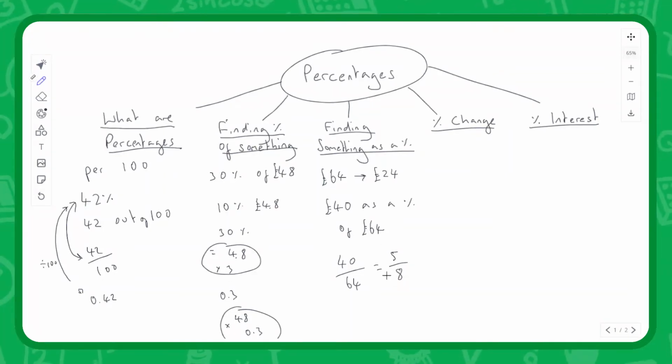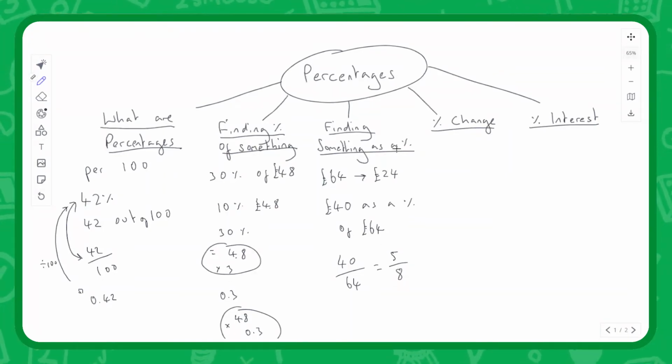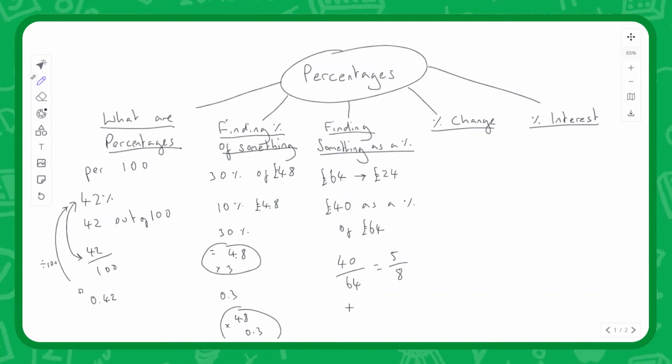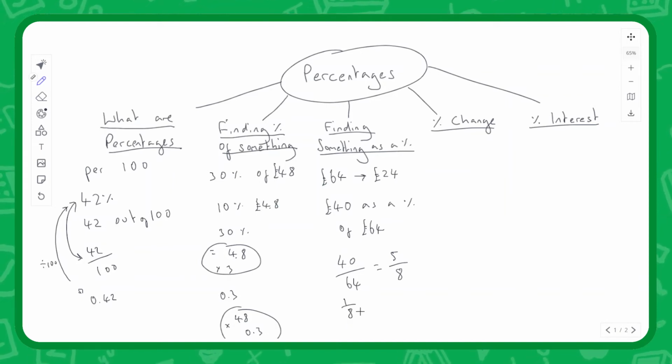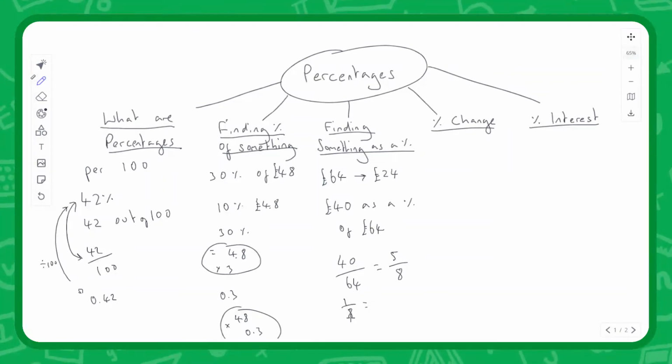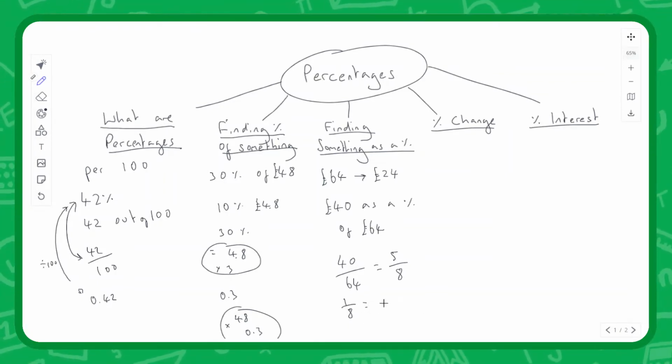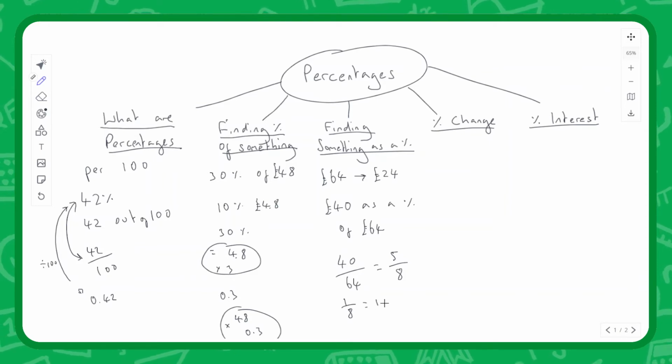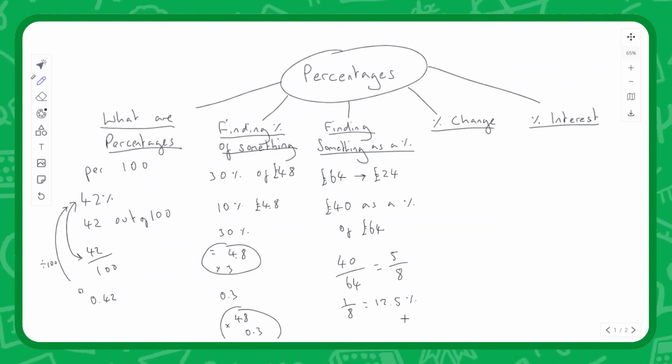That's not our final answer, right? We want it as a percentage. This is our aim, to get a percentage. Well, if you don't know 1/8 as a percentage, a quarter is 25%, and an eighth is just half a quarter. So it's half of 25%, which is going to be 12.5%.